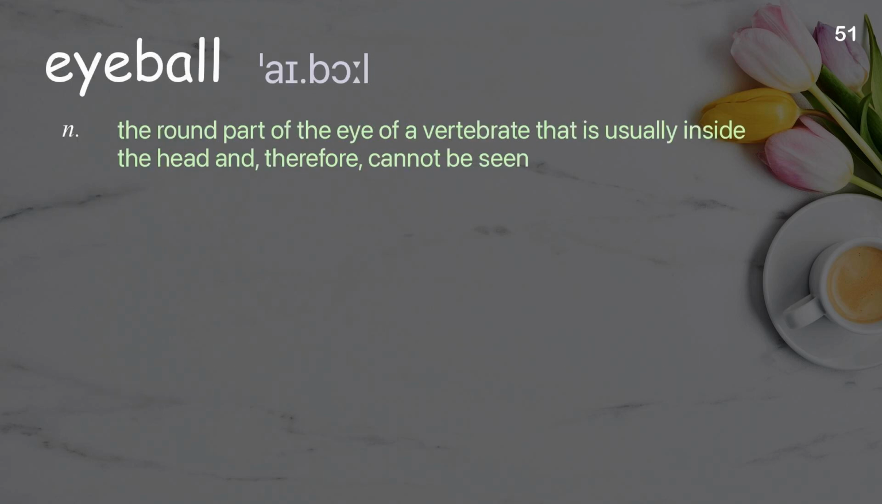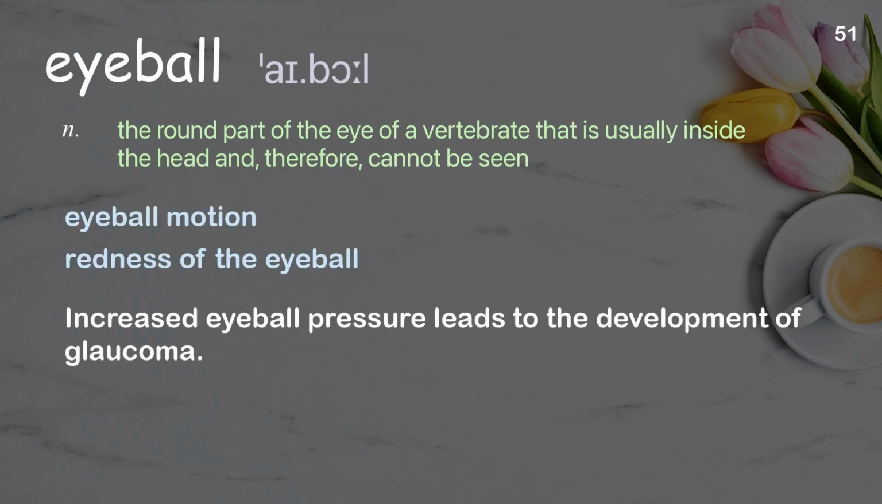Eyeball. The round part of the eye of a vertebrate that is usually inside the head and, therefore, cannot be seen. Examples: Eyeball motion, redness of the eyeball. Increased eyeball pressure leads to the development of glaucoma.